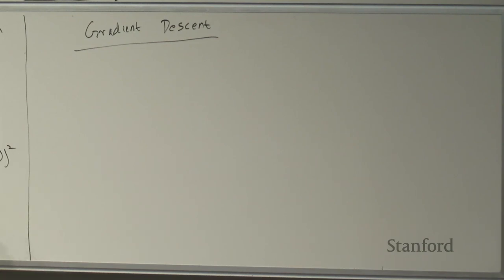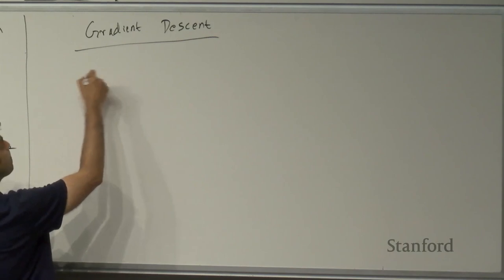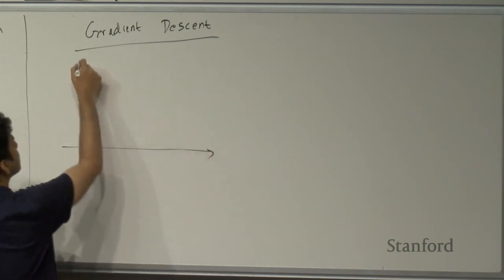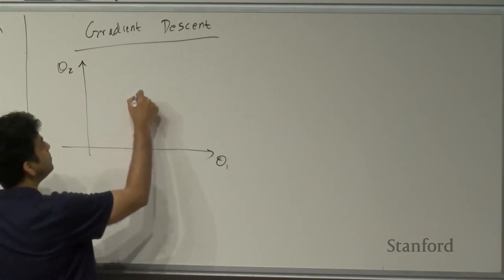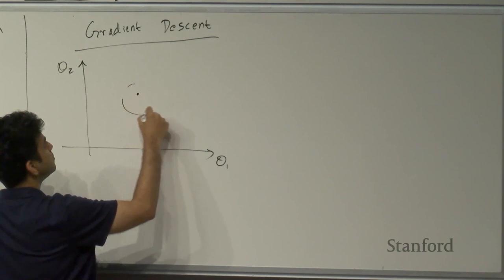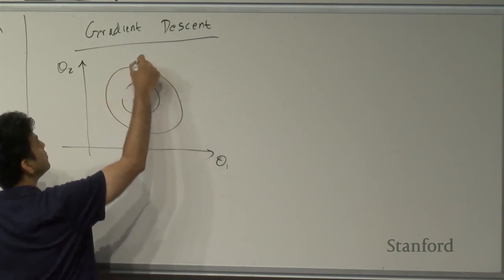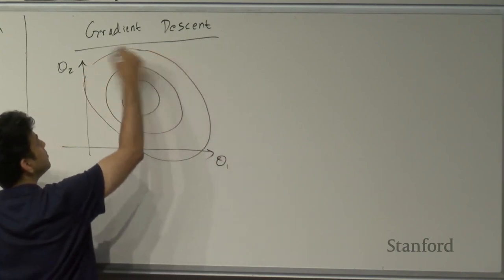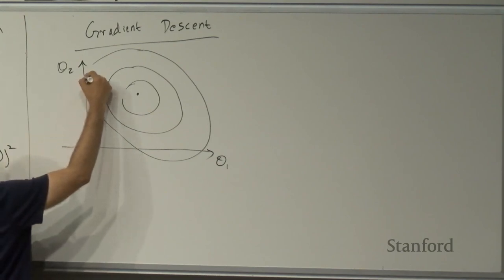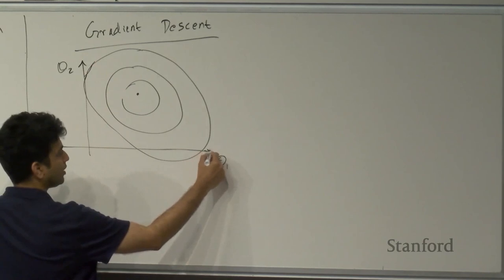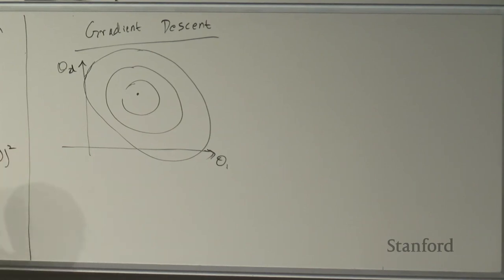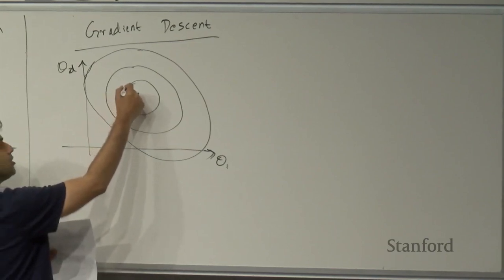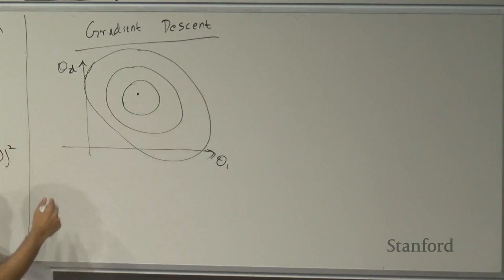To perform gradient descent, let me start with some pictures. What I have drawn here are the two axes, x1 through, let's call this xd. Imagine this is in a d-dimensional space. It's easy to visualize it in a two-dimensional space, but it's representing a d-dimensional space. And what I have drawn here is the contour plot of the cost function.